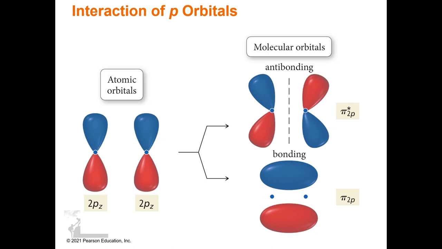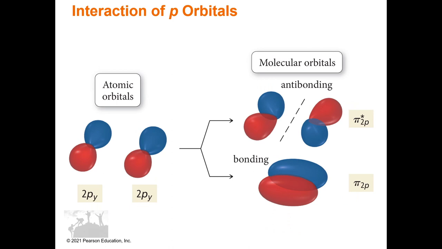Now, here's what happens when the p orbitals are parallel to each other. We're going to be forming pi molecular orbitals. This is very similar to the pi bonding in valence bond theory, but here we're forming orbitals instead. So if these two p orbitals are constructively combined, we would have a pi 2p orbital. If they combine destructively, then we have a pi star 2p antibonding molecular orbital. Again, here there's a node in between. The electron density with the antibonding orbital is outside of the nuclei.